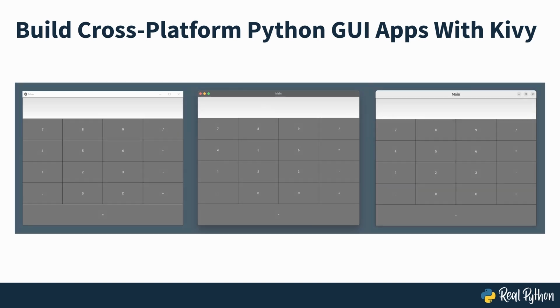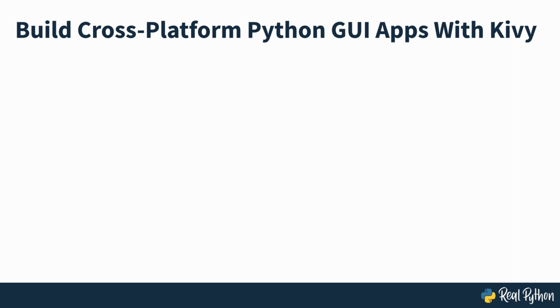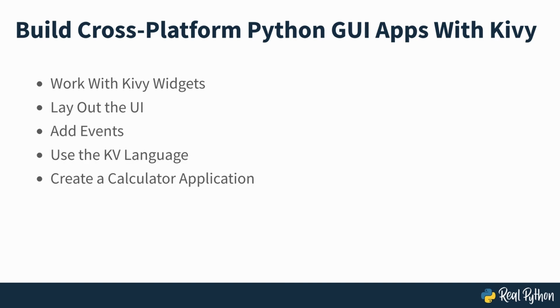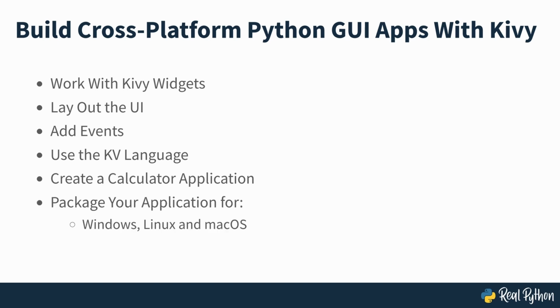In this course, you'll see how to make use of the Kivy framework and Python to create GUI applications that you can package across multiple operating systems. You'll learn how to work with Kivy widgets, lay out the UI, add events, use the KV language, create a calculator application, package your application for Windows, Linux, and macOS, and take a look at what's needed for packaging for iOS and Android.